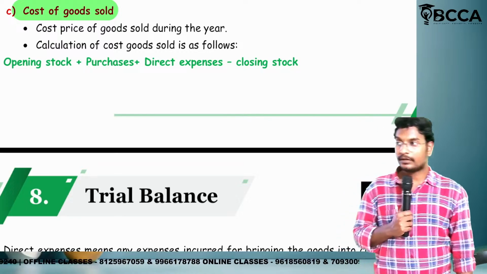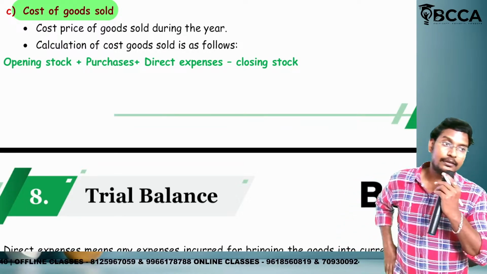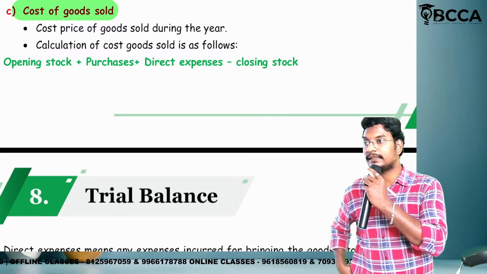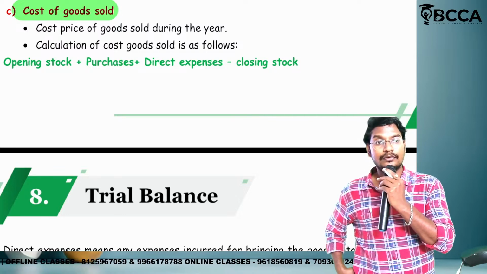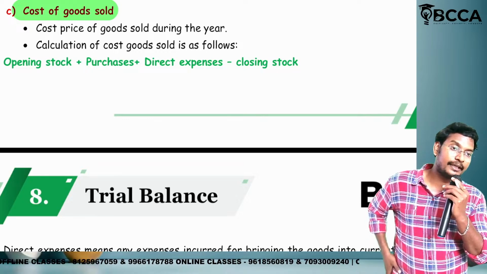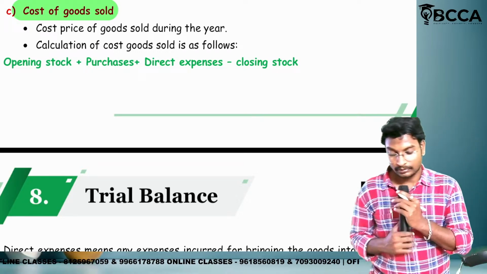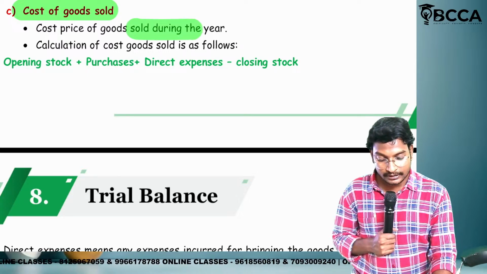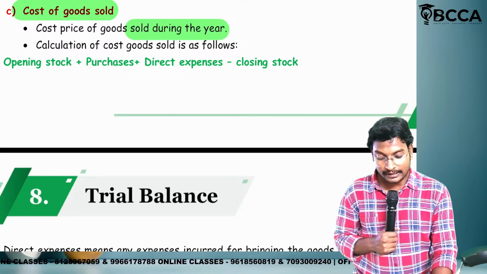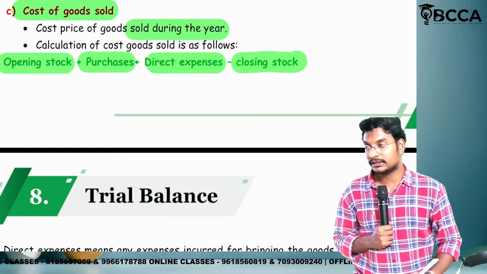What is the meaning of cost of goods sold, sir? The cost incurred to make the sale of a good is called the cost of goods sold. Cost incurred for making a sale of a particular product is called the cost of goods sold. It is the cost price of goods sold during the year. How to calculate? Opening stock plus purchases plus direct expenditure minus closing stock.